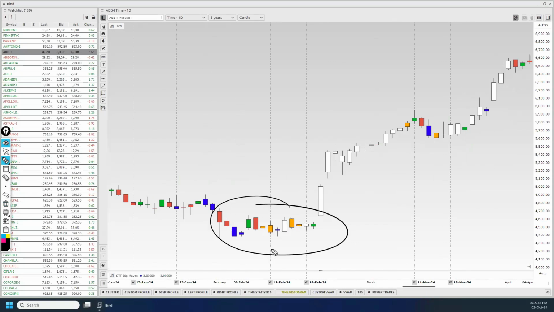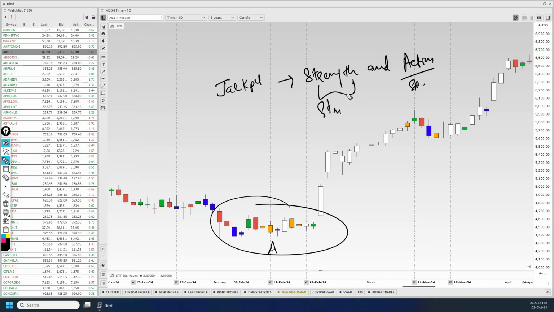This is an accumulation, boss. Even your jackpot is a combination of strength and action candle. Action is a speculative move. Strength is a strong move. So a combination of that is telling you a very aggressive move, basically. Okay. So this is a good accumulation area.